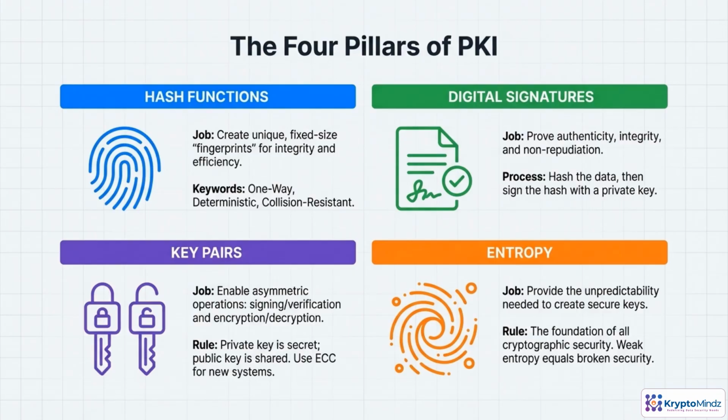Now that you understand the primitives, let's talk about what can go wrong. Weakness in hash functions. If a hash function has collisions, two different inputs producing the same hash, an attacker could create a fake certificate with the same hash as a legitimate one. This happened with MD5. Attackers could forge certificates. The solution: use SHA-2 or SHA-3. Never use MD5 or SHA-1 for new systems.